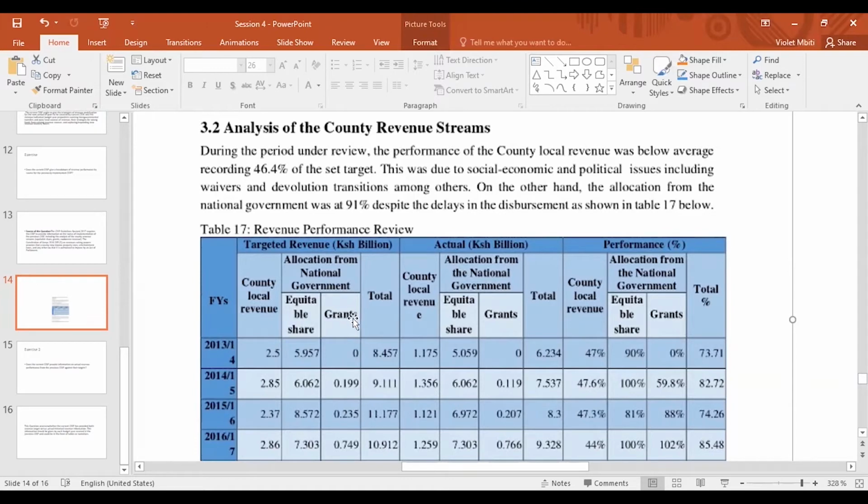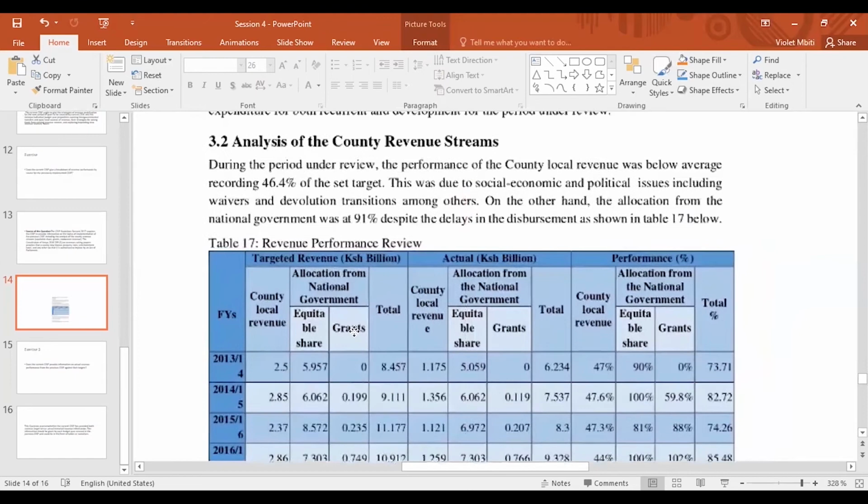And then conditional grants, especially when you are looking at the health sector, you find that the World Bank, through the health system strengthening, usually gives funds to the health sector. Even Danida does the same. Danida is from the Danish government.